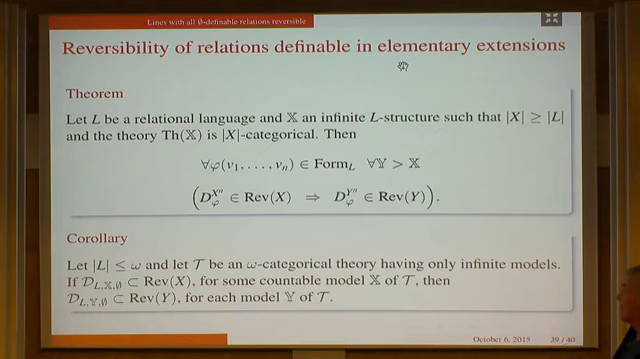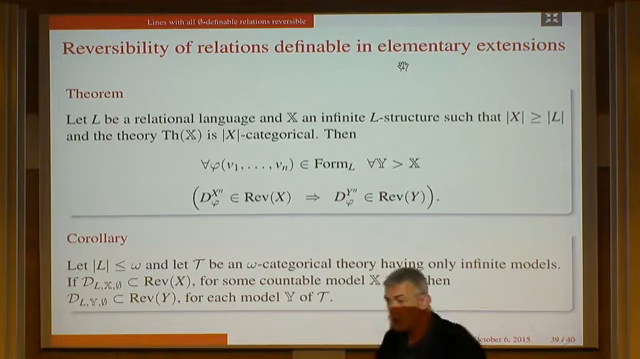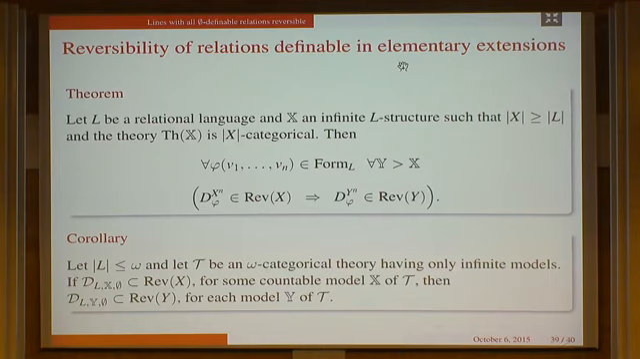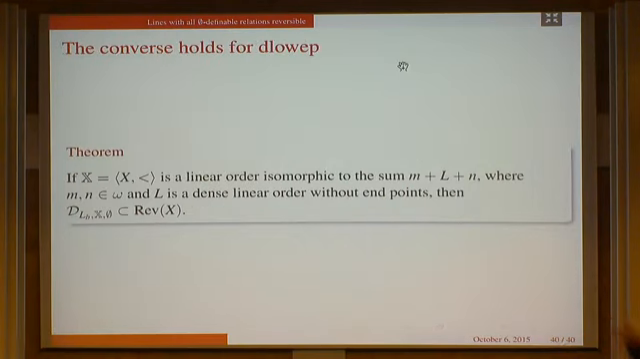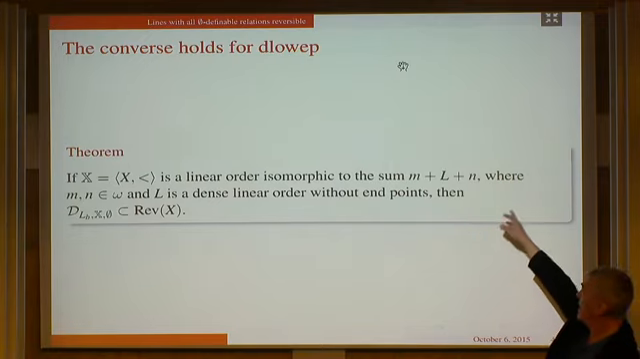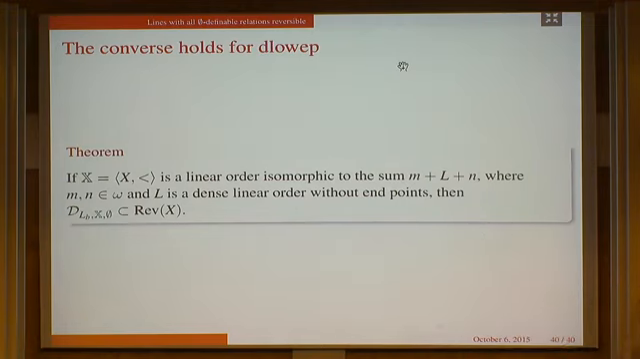And now we have that if T is omega categorical, having only infinite models, and all definable sets are reversible for some countable model, then it holds for each model. So we can solve the problem on the level of countable models, and we have Q. It's excellent. We are finished. So the consequence of this is the following theorem. If we have a linear order isomorphic to the sum m plus L plus n, where L is a dense linear order without endpoints, then all definable relations are reversible. That's it.